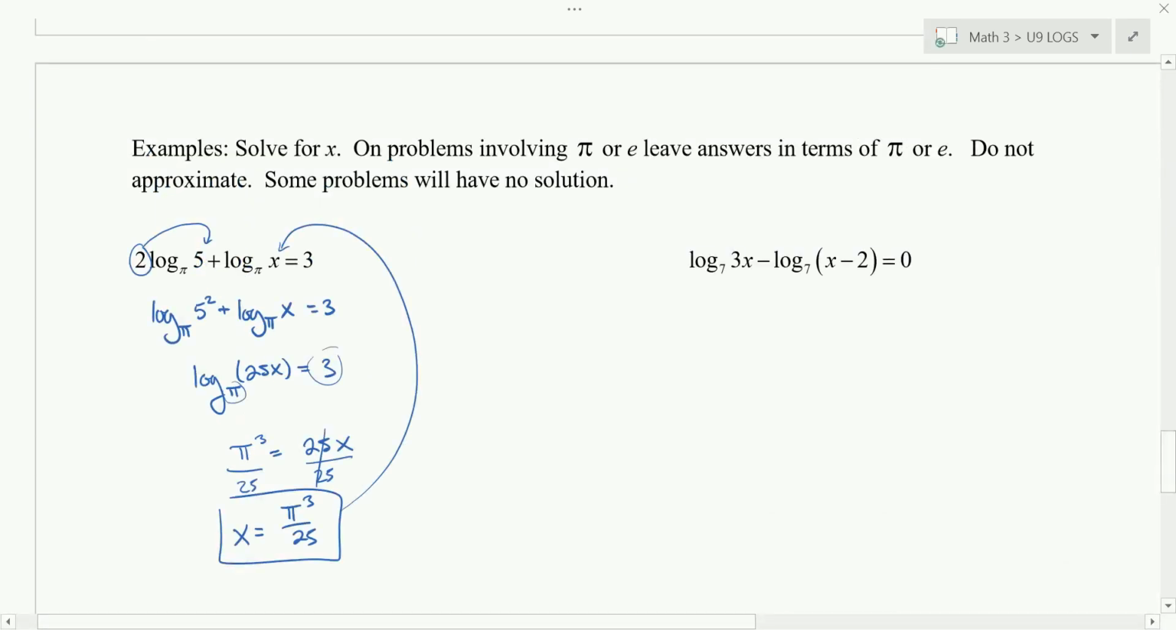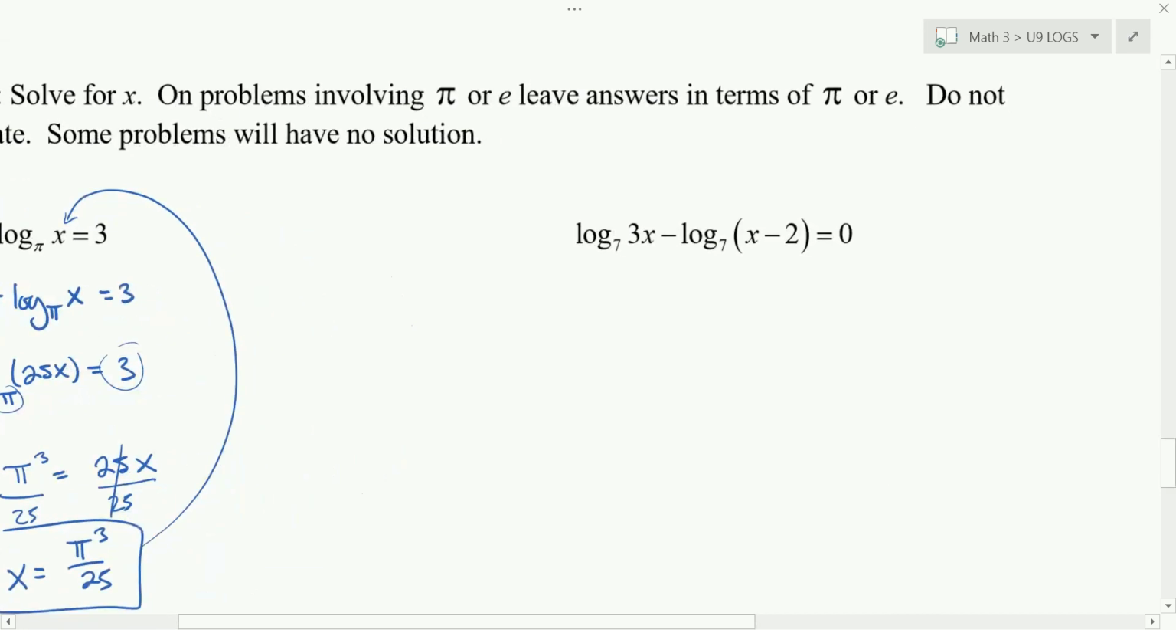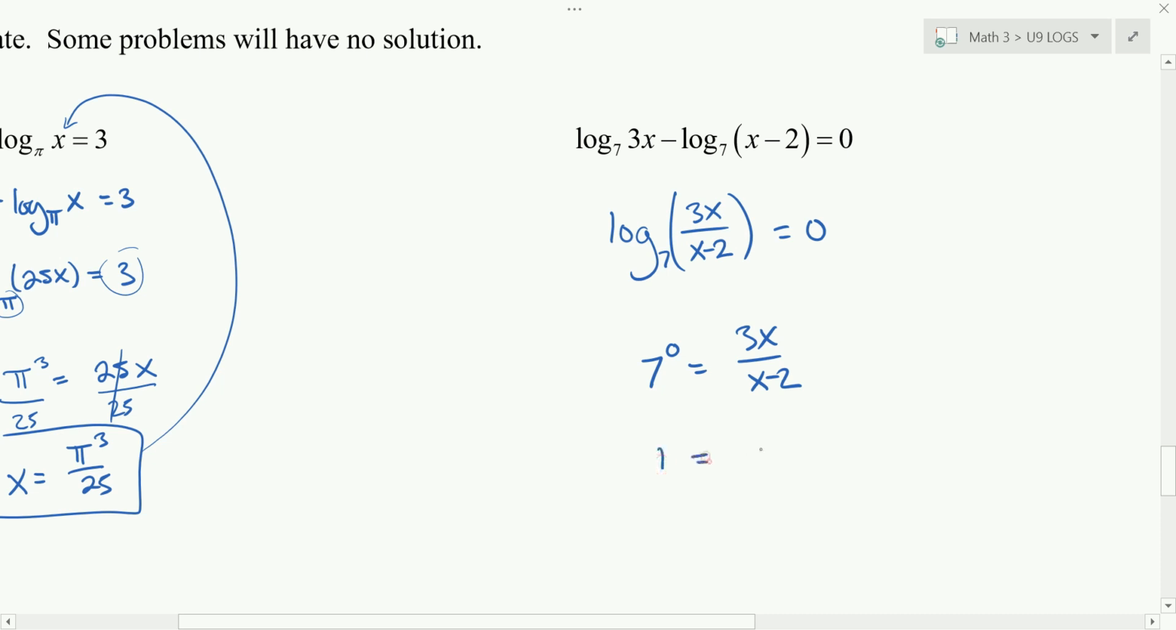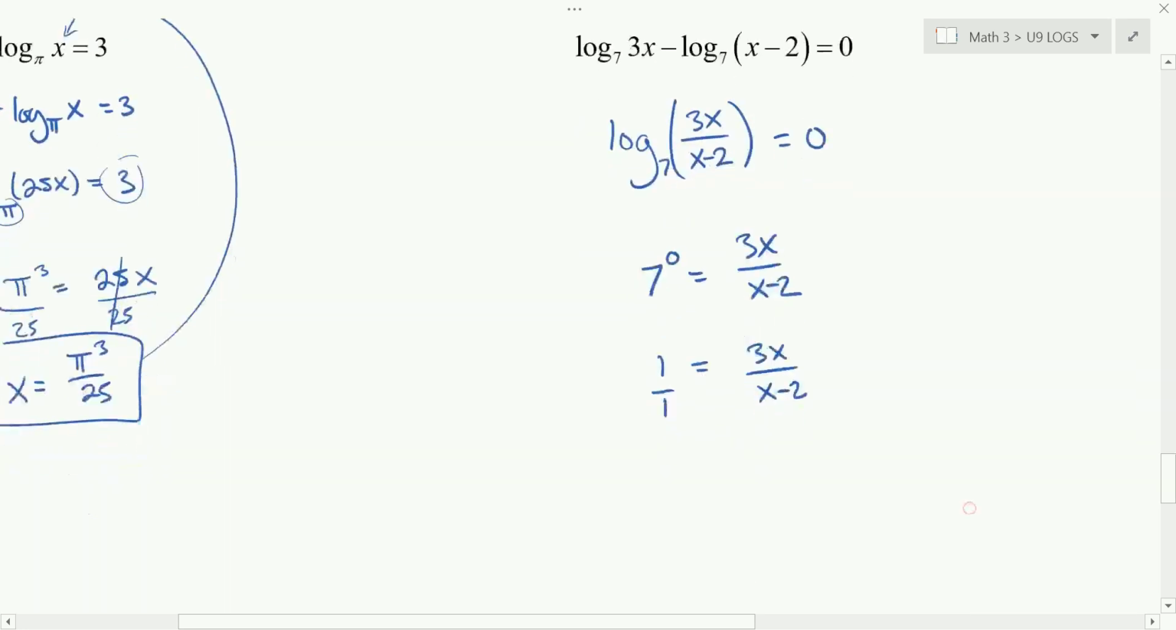Okay, so here, when we condense the log, we have log base 7 of 3x divided by x minus 2 is equal to 0. We change it out of log form. 7 to the power of 0 is 3x over x minus 2. And anything to the power of 0 is 1. Okay? And 1, you could change that to a fraction, 1 over 1, and cross multiply. You get 3x is equal to x minus 2.